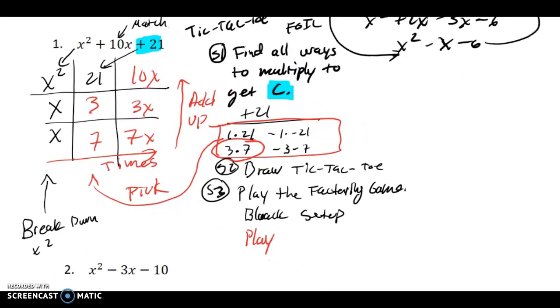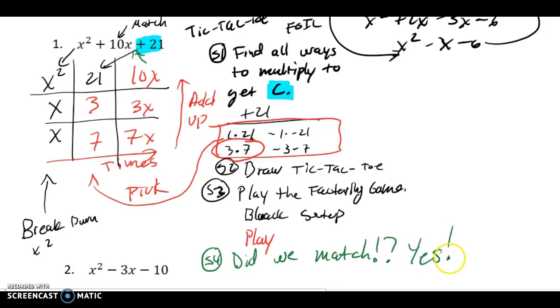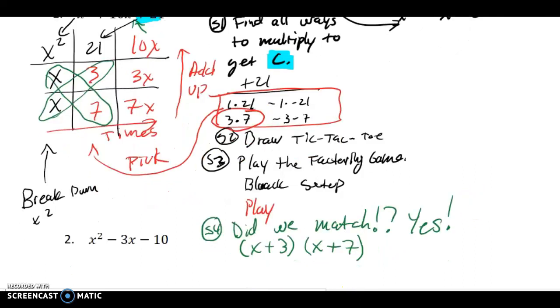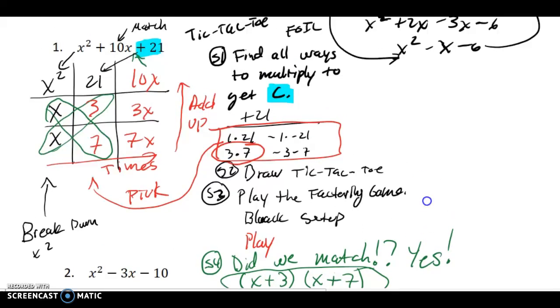Finally, I'm going to change colors here for step 4. And that is, did we match? Because if we match right here, we did it right. We match, the answer is yes, we did. So the answers are the diagonals. So x plus 3 and x plus 7. And that is our answer right there. And that's how you play the game.